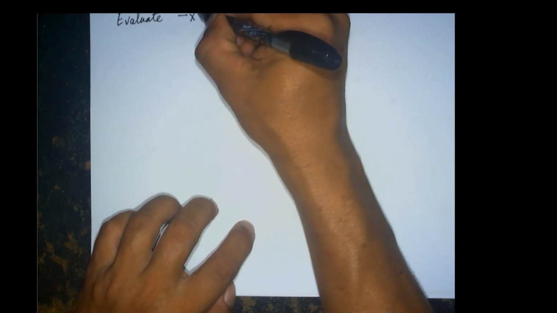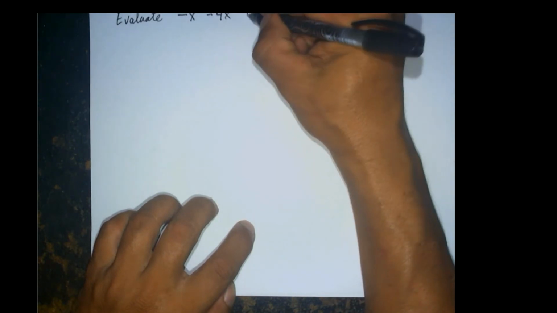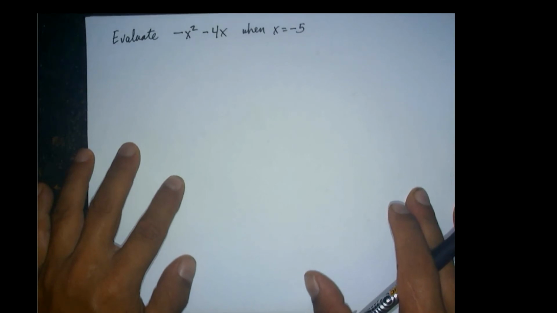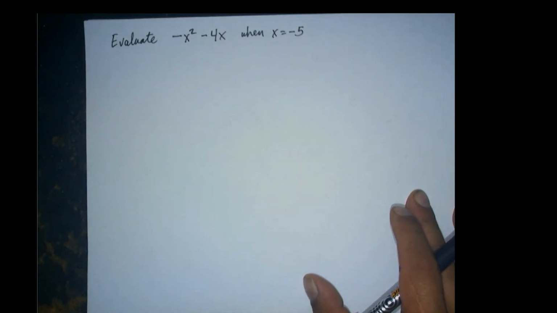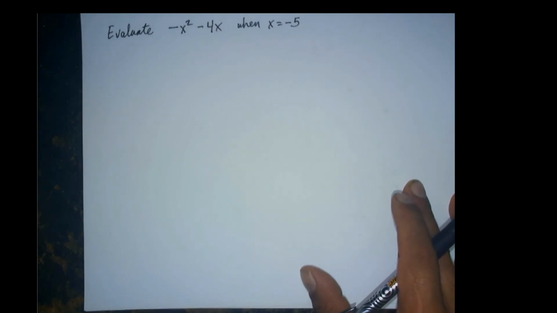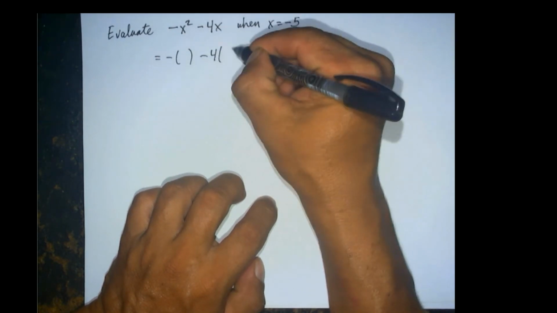Evaluate negative x squared minus 4x when x is equal to negative 5. Put the paper down just a tad. Oh, okay. Is that better? Okay. Yeah, go up there. Alright. Okay. So, first thing I do is wherever there's an x, I put a negative 5.